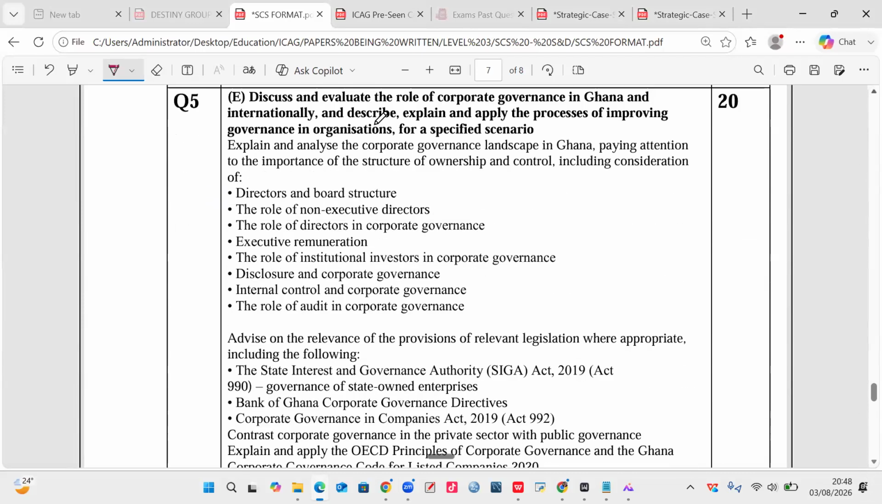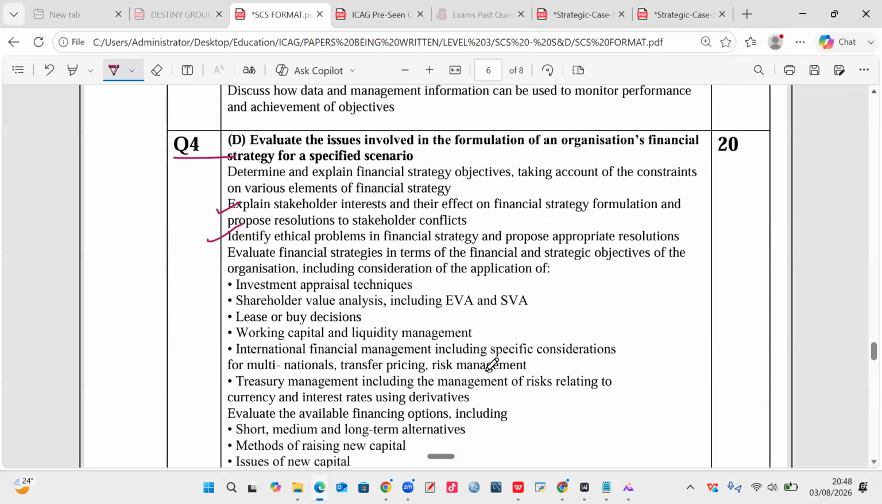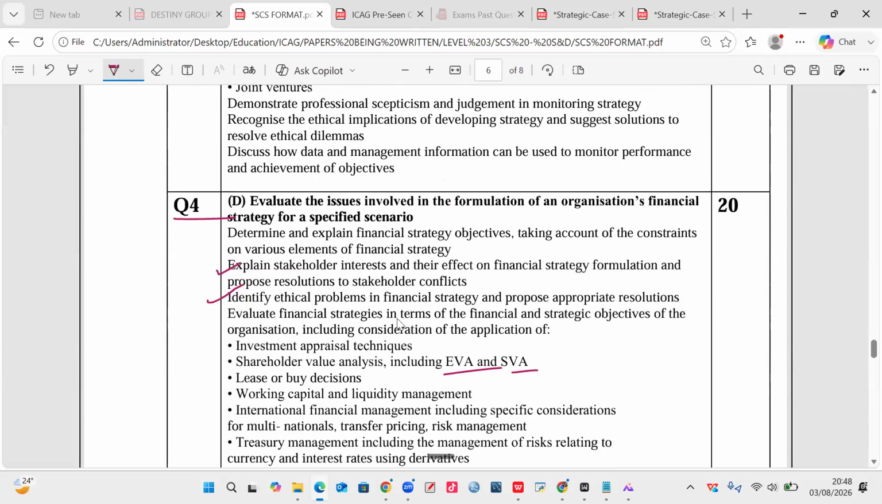Okay, so all these are theories. The only calculation in the entire strategic case is question 4, and that question 4 too is a lot. If I'm to calculate either SVA, lease or buy decisions and the others, or financial ratios, that's the issue. All the others are theory.